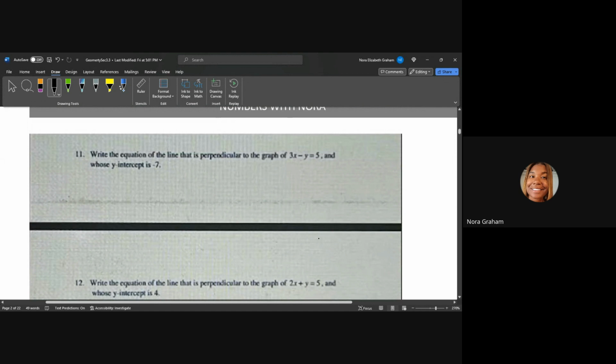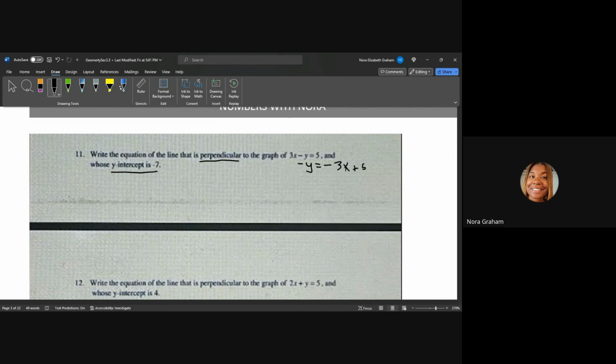All right, so for number 11, it says write the equation of the line that is perpendicular to the graph of 3x minus y equals 5 and has a y-intercept of negative 7. So again, we always want to make sure when they give us a line that it's in y-intercept form. I want my y to be totally isolated, in the y equals mx plus b form. So let's start by isolating our y. The first step is we're going to subtract 3x from both sides. So I have negative y equals negative 3x plus 5. Sorry, that x looks a little crazy.